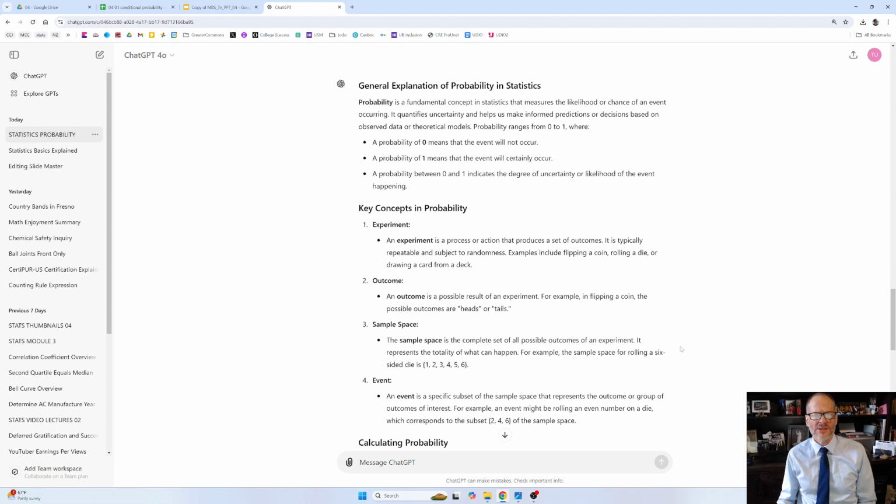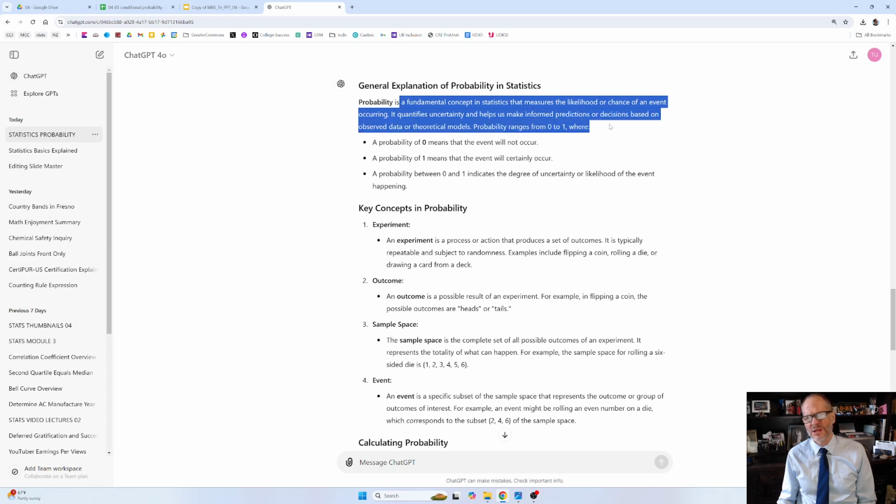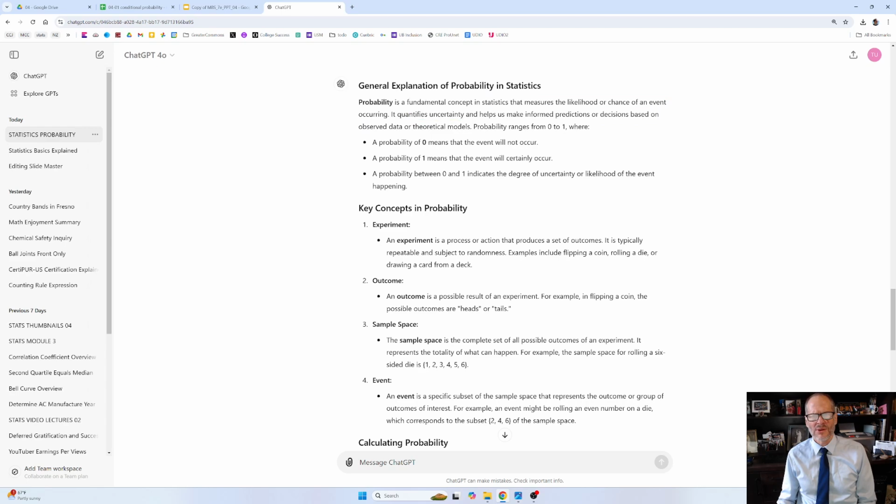So a general explanation of probability and statistics is that probability is a fundamental concept in stats that measures the likelihood or chance of an event occurring. It quantifies uncertainty and helps us make informed predictions or decisions based on observed data or theoretical models. So it quantifies uncertainty. That's a pretty cool phrase. Helps us make informed predictions based upon observed data or theoretical models. So we can make informed predictions. Is the intersection going to be safe when it's time for me to cross it?